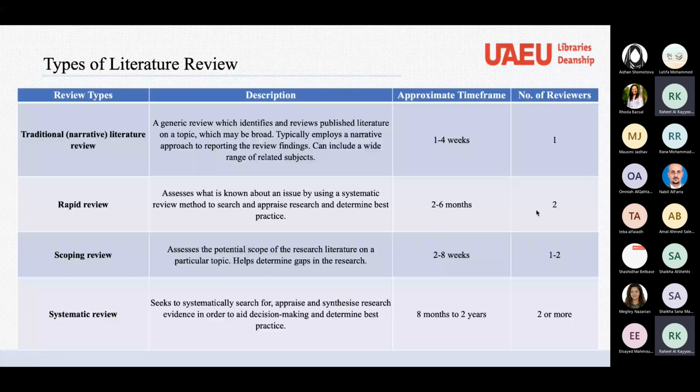Scoping review is also known as a mapping review, and it's similar to systematic. They use coherent, rigorous, systematic methods, but because from its name it is mapping, they answer broad research questions. So they cover more material than rapid reviews. But it takes less time, around 2 to 8 weeks, and the number of reviewers is 1 or 2, between 1 and 2.